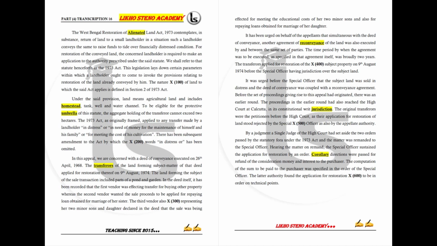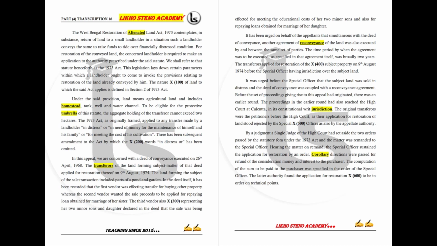Before the set of proceedings giving rise to this appeal had originated, there was an earlier round. The proceedings in the earlier round had also reached the High Court at Calcutta in its constitutional writ jurisdiction. The original transferors were the petitioners before the High Court, as their application for restoration of land stood rejected by the special officer as also by the appellate authority. By a judgment, a single judge of the High Court had set aside the two orders passed by the statutory fora under the 1973 Act, and the matter was remanded to the special officer.